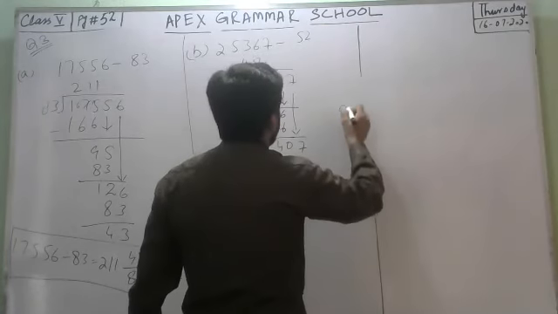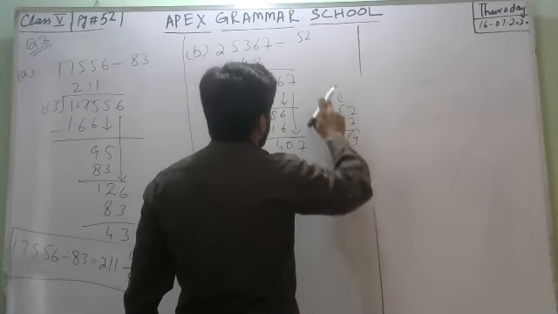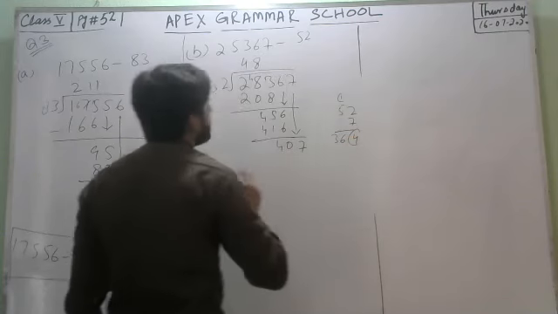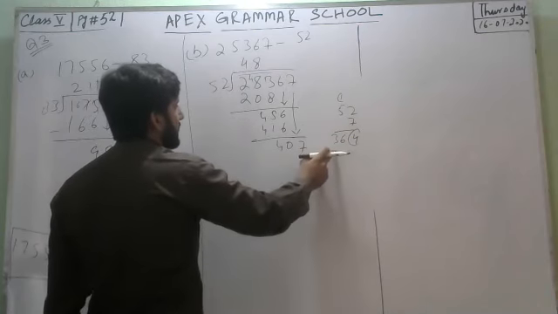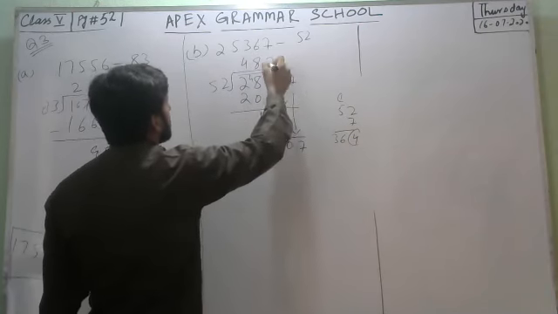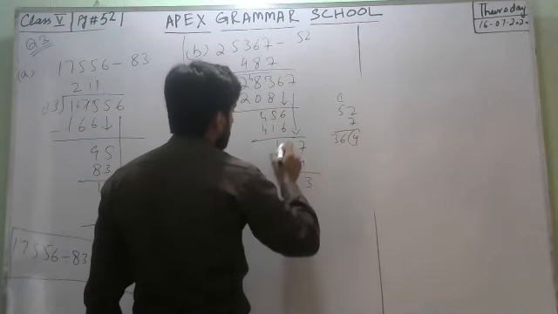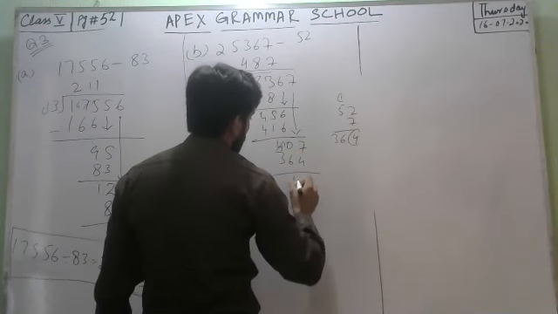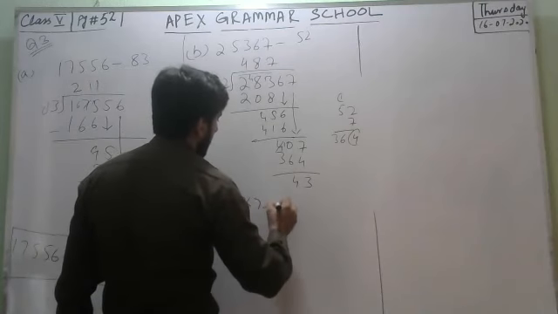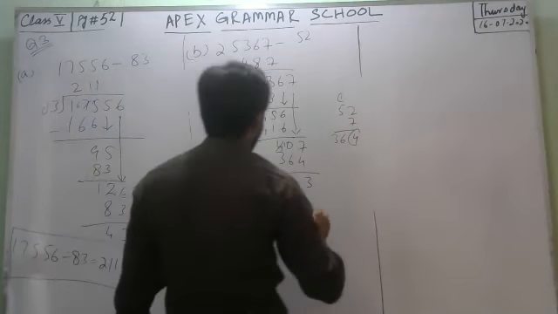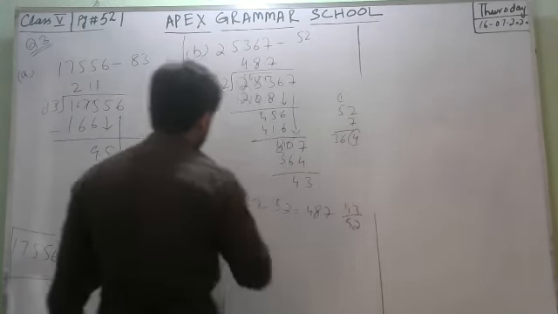Sorry, we have to multiply 52. 7 twos are 14. 1 carry. 7 fives are 35. 1 more is 36. Because 52 eights are 416 and 52 sevens are 364. 7 minus 4 is 3. 10 minus 6 is 4. So the answer is 25367 divided by 52 equals to 487 and 43 over 52.